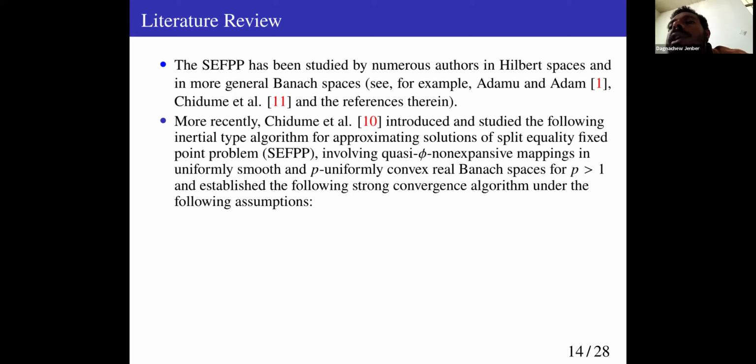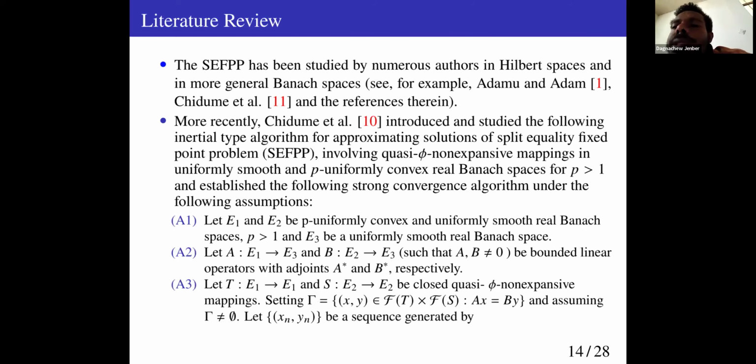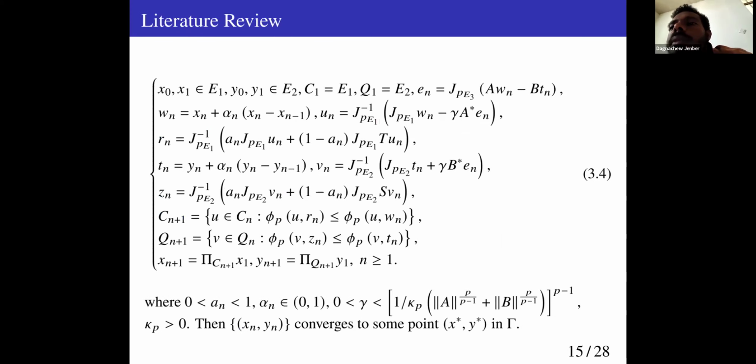They involved quasi-nonexpansive mappings in the class of uniformly smooth and p-uniformly convex real Banach spaces for p greater than 1. And they established the following strong convergence theorem under the following assumptions. So they assumed A1, A2, and A3 hold, and they constructed algorithm 3.4, and they showed that this algorithm converges to the solution of the split equality fixed point problem.